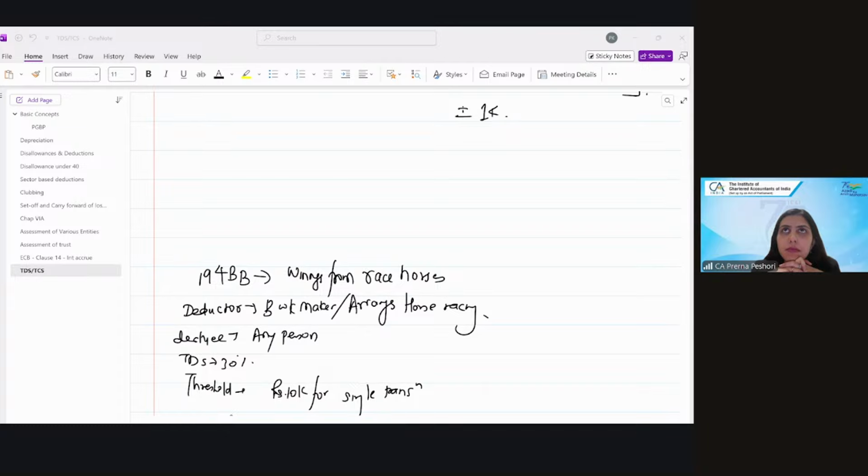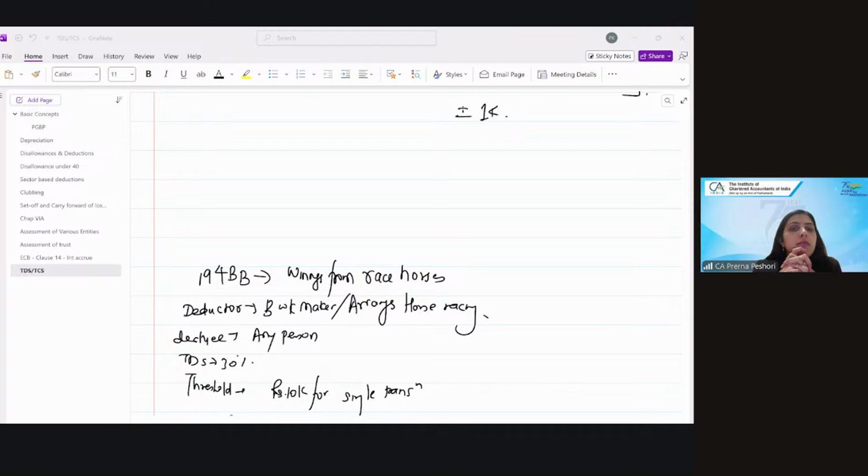194A, interest other than interest on securities. Payer is any person, or an individual or HUF whose turnover is greater than 1 crore if it is business income, or 50 lakhs if it is for a profession, and payee is the resident. Timing is at the payment or credit, at 10% above the threshold.